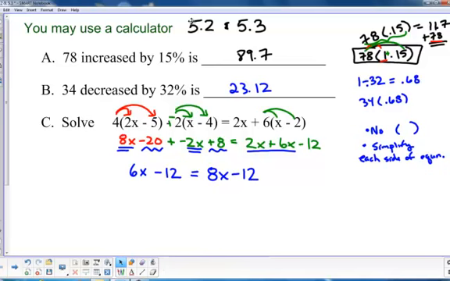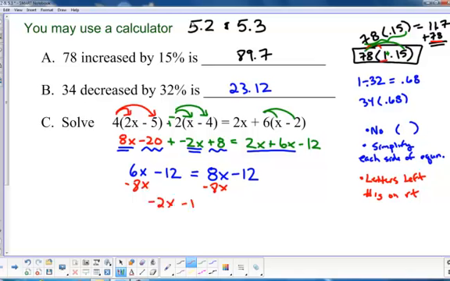Now, you might know what it is just looking at it, but if you're going to keep on cruising here, you're going to put letters on the left and all of the numbers on the right. So using that methodology here, we're going to subtract 8x, getting a negative 2x. And then we would add 12 to both sides, getting negative 2x equals 0. So when you solve for x through dividing, you get x is 0.